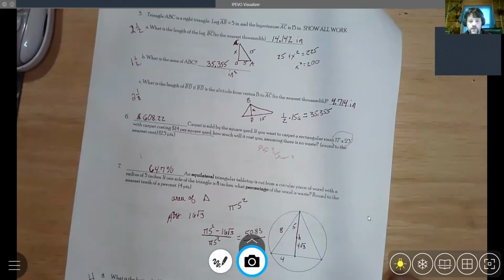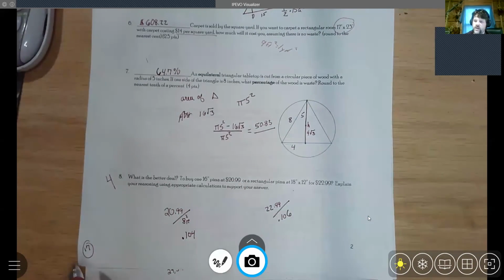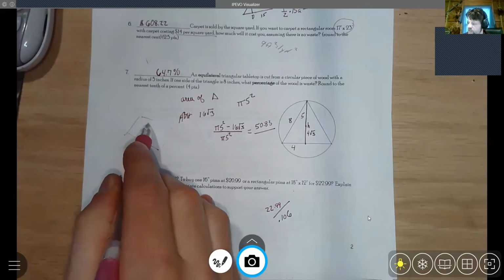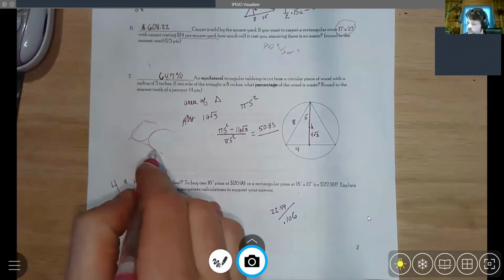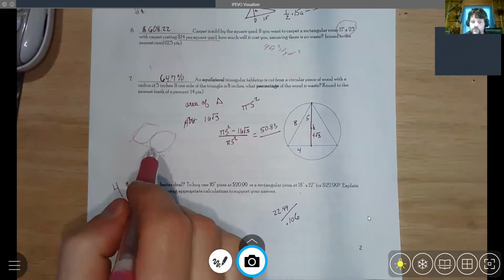Okay, number 7. Many found number 7 challenging. This is kind of like the problem in the chapter review where they had the rectangle and then they had the two discs that were cut out of it.